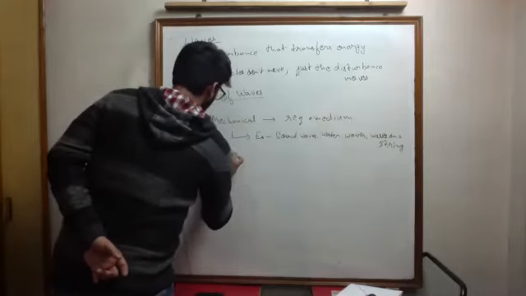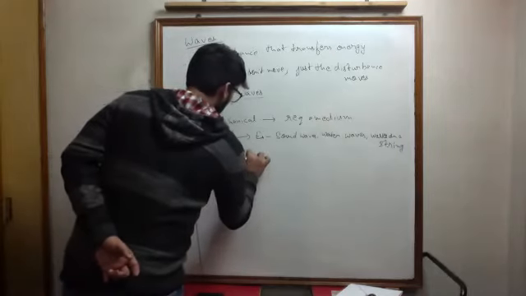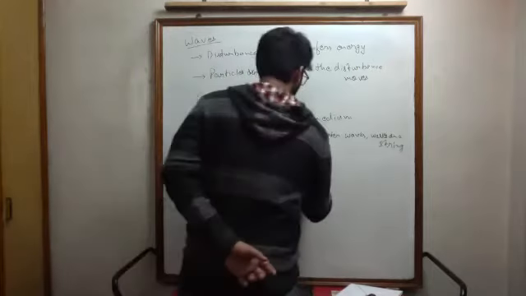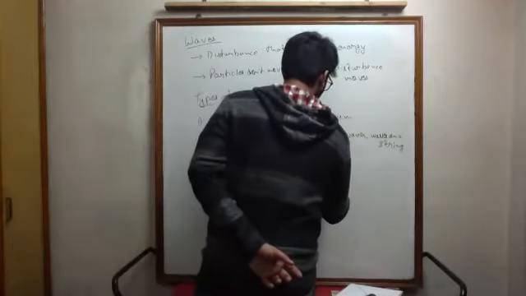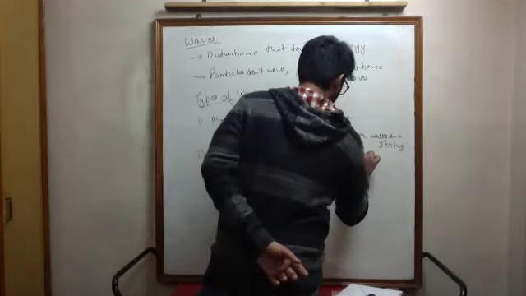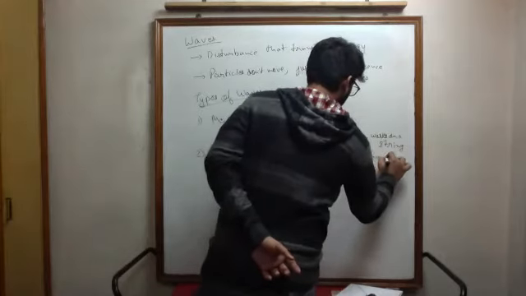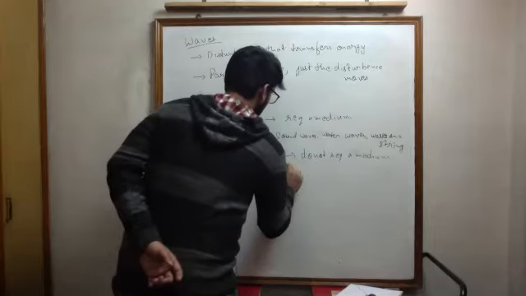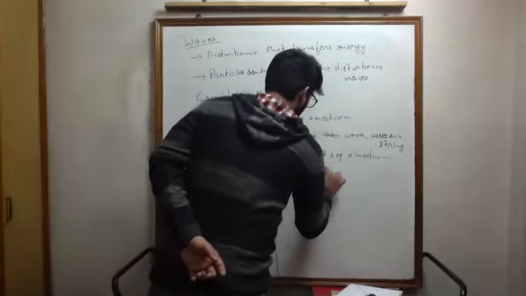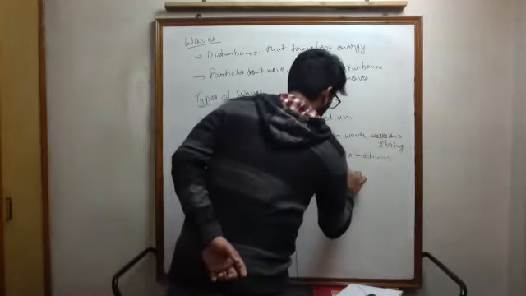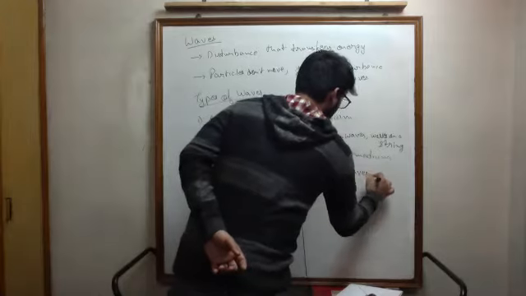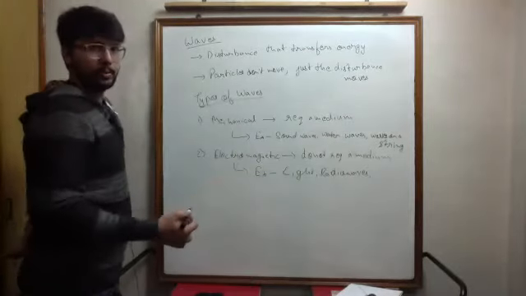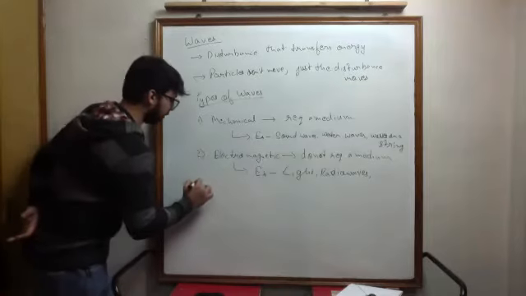Second is electromagnetic. And these are the ones that do not require a medium. Common examples are light, radio waves, X-rays, etc. ठीक है, these are the common examples. Light हम लोग तक पहुंच रही है because it doesn't require a medium.